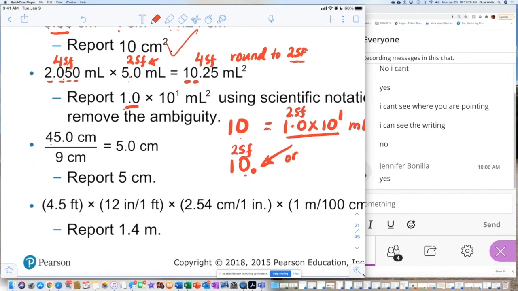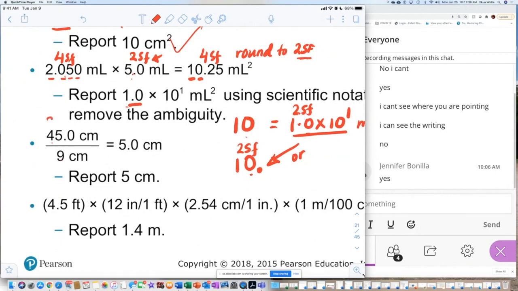Next one, I got 45.0 centimeters over 9 centimeters. So I'm going to write the numbers here. The top one here, 3 significant figures. Bottom one, 1 significant figure. So once you get your answer, you have to round to 1 significant figure, right? The smaller one rules. Okay. So you get your answer as 5.0. This is actually 2 significant figures. You want to convert this to 1 significant figure. Okay, just drop the 0. This is now 1 significant figure. Okay, drop the 0 and it solves your problem.